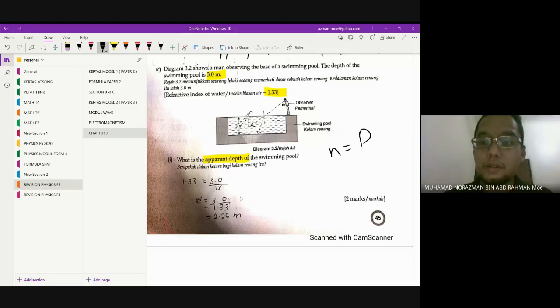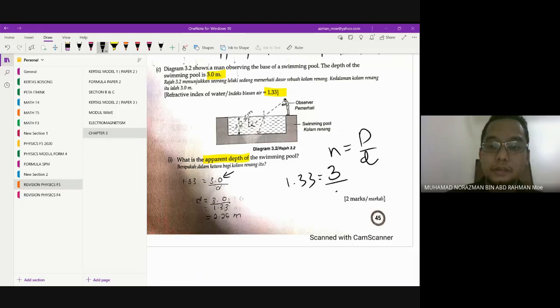n is equal to real depth over apparent depth. Okay. 1.33 is equal to 3, real depth, over apparent depth. So apparent depth is equal to 3 over 1.33. So it's equal to 2.26 meter.